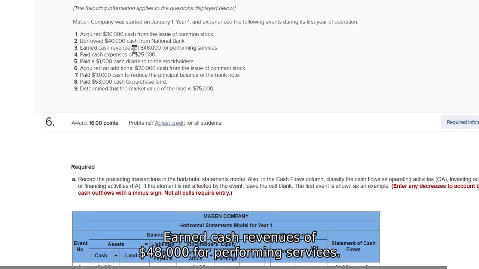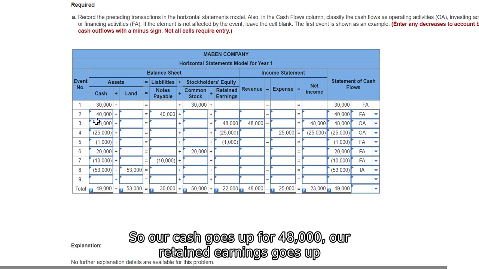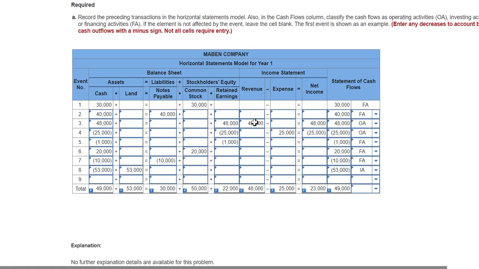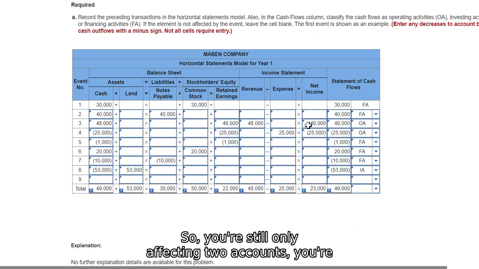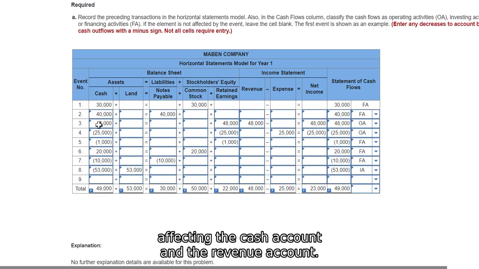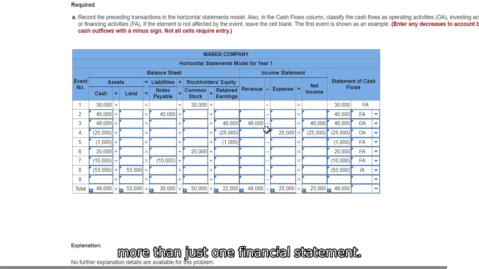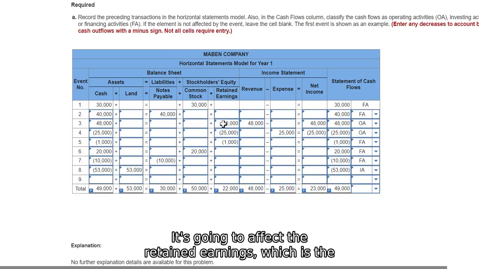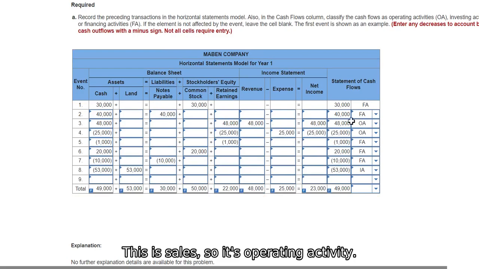Earned cash revenues of $48,000 for performing services. So our cash goes up for $48,000. Our retained earnings goes up because our revenue goes up. As of right now, my net income is going to go up by $48,000. So you're still only affecting two accounts: the cash account and the revenue account. However, this particular transaction affects more than just one financial statement. It's going to affect the retained earnings, which is the balance sheet, and it's also going to affect our income statement. This is sales, so it's operating activity.